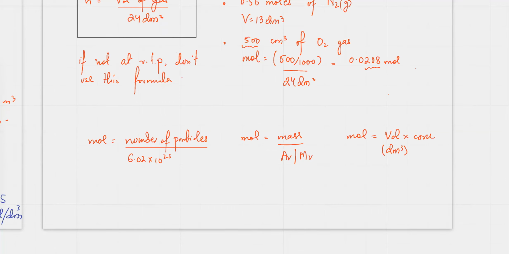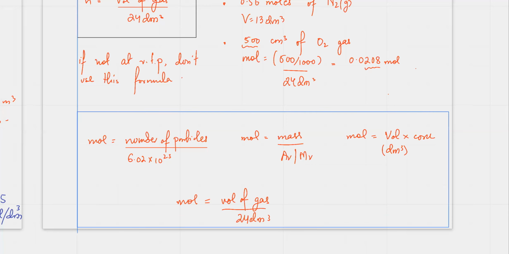But the last one that we did is for gases. Remember, this volume is the volume of solutions. This other formula is the volume of a gas. You divide that by 24 dm³. So anyways, these are your 4 formulas for finding moles.